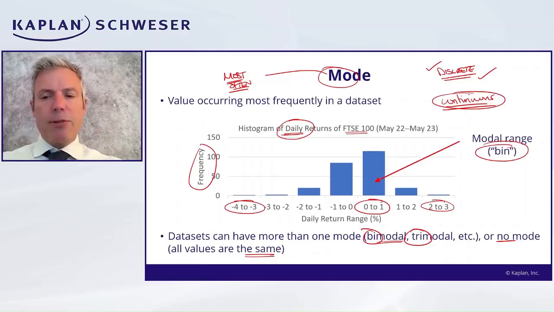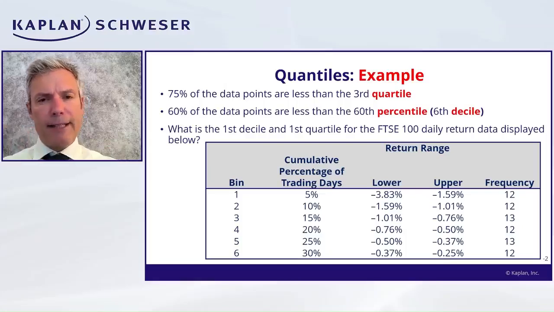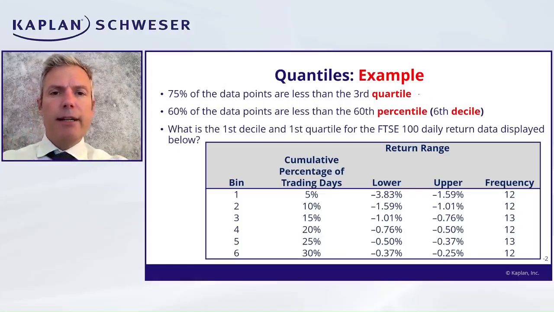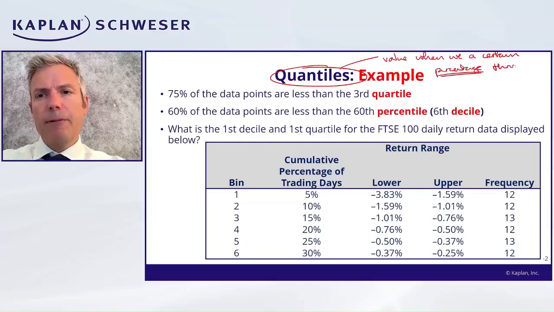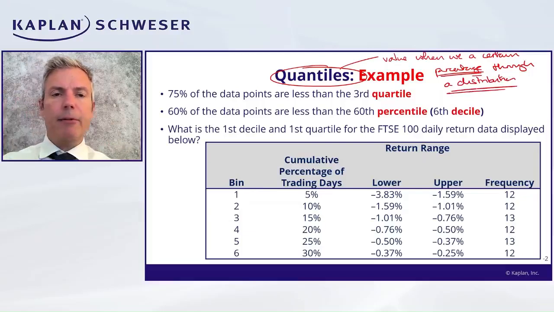Now, we've talked about central tendency. Now let's talk about the spread of data. If you rank your data from lowest to highest, one useful thing to do is to talk about a quantile. Quantile is telling you a value that the data takes when we are a certain specified percentage through observations. So often referred to more generally as just percentiles, okay? Through a distribution or through a range of values where we've ranked them from lowest to highest. Think about it that way.